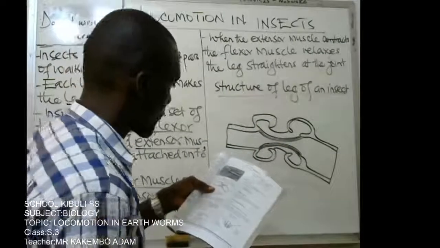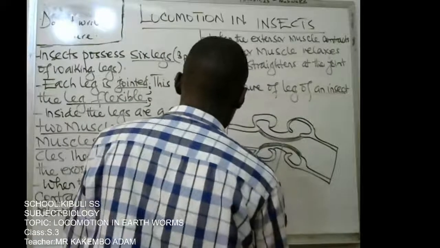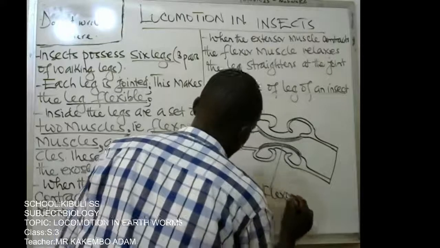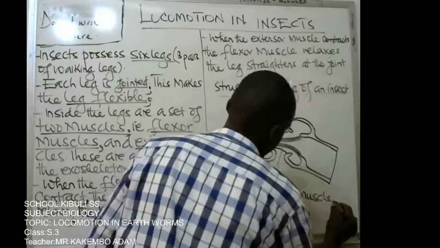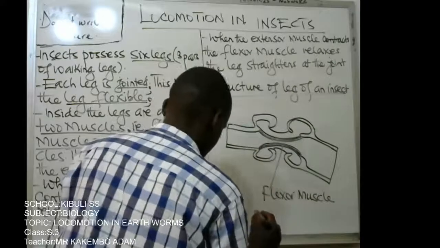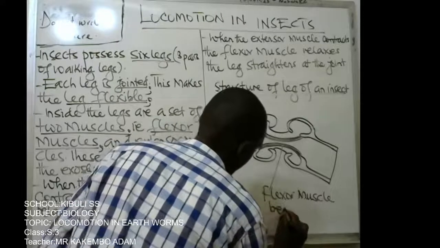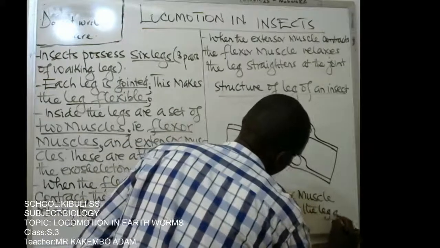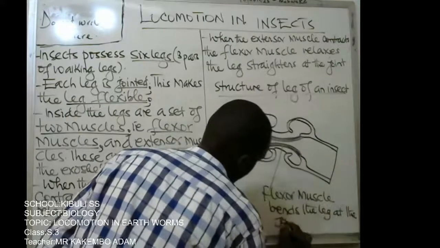So our point of focus and interest lies in the attachment of these two muscles. One is called the flexor muscle. This one brings about bending of the leg. It bends the leg at the joint.